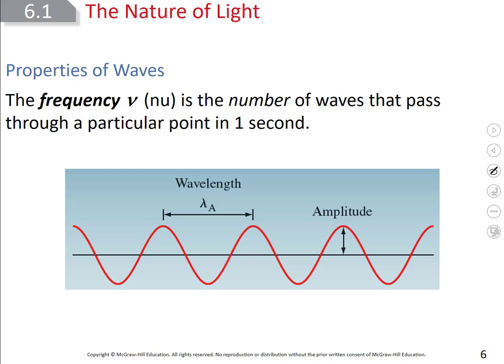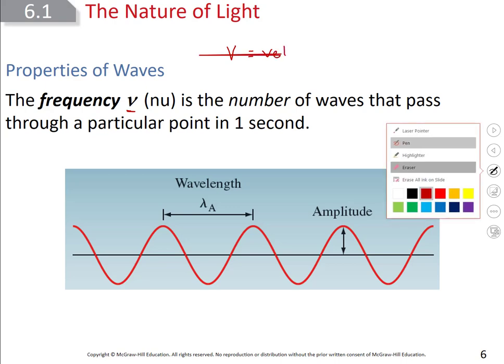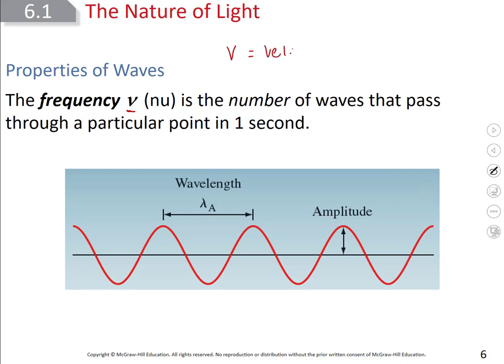Frequency is given the Greek letter nu. I know that looks like a V, that is not a V. V is velocity. This is nu. When I write it so that I can tell the difference, I do my V's very small and very straight like that. That is velocity. And then my nu's I curve like that, and that is frequency.